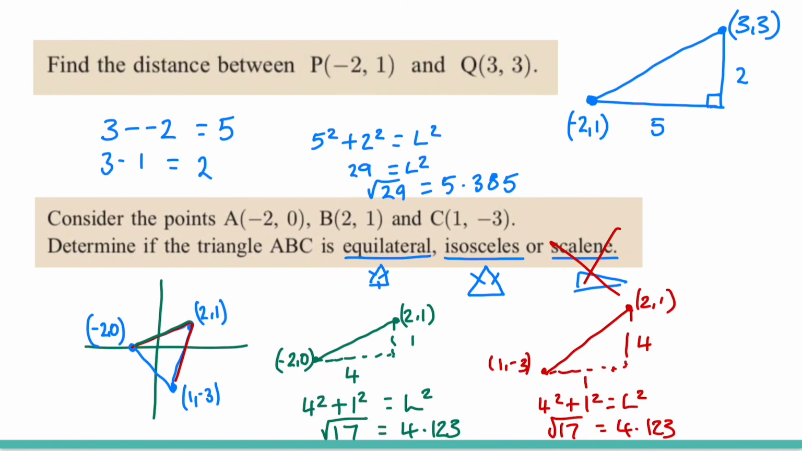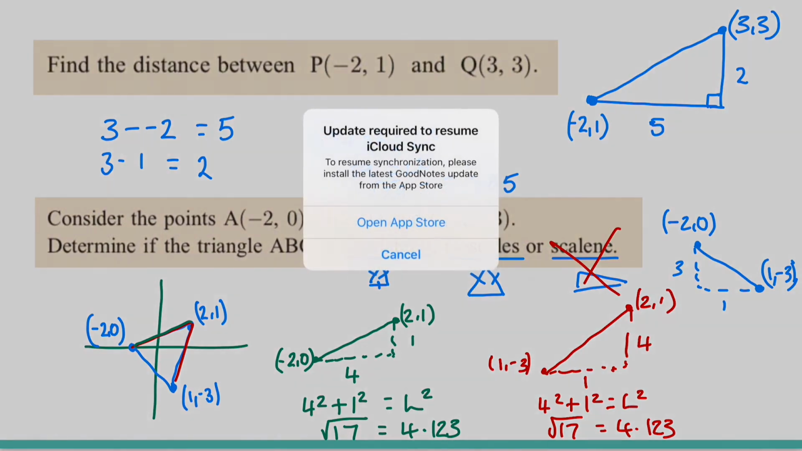I just need to check how long that third line is. So the third line is going from (-2, 0) down to (1, -3). And again, I'm just going to find the length. So between the x, I've moved minus 1 or 1. It doesn't really matter. I don't need the negative because it's just the length of 1. And between the y, I've gone a distance of 3. So again, you don't need any negatives in Pythagoras. It's just the length.